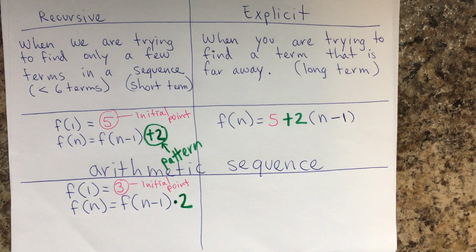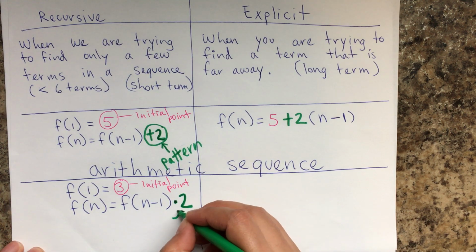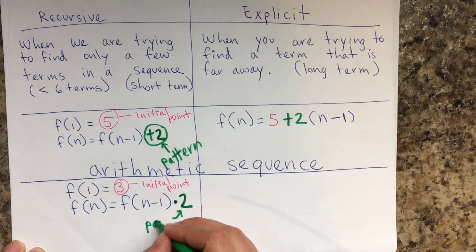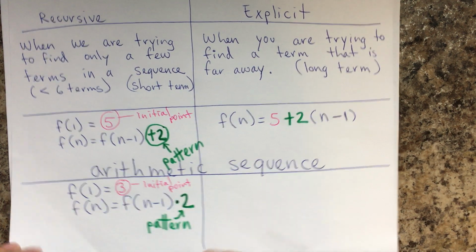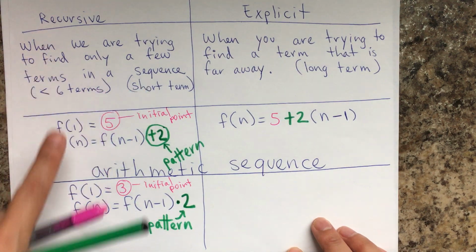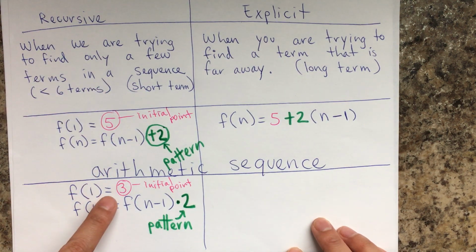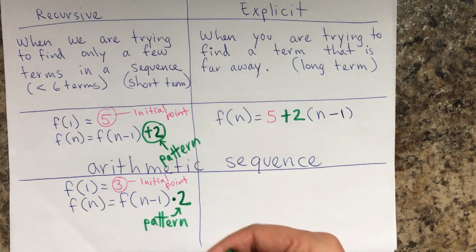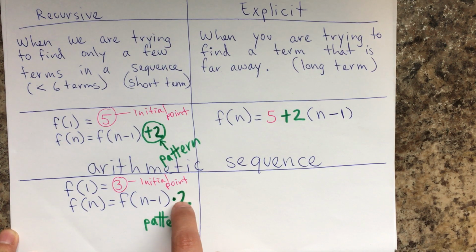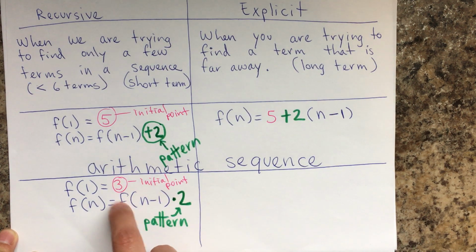And this is the pattern. The pattern for multiplication is also called the common ratio. Okay, and again, notice that for the recursive you have f of 1, and then you have f of n equals f of n minus 1 times 2. Now I wanted to say that there are 2 different ways to write this, because sometimes the more proper way to write it is to put the 2 as a coefficient.